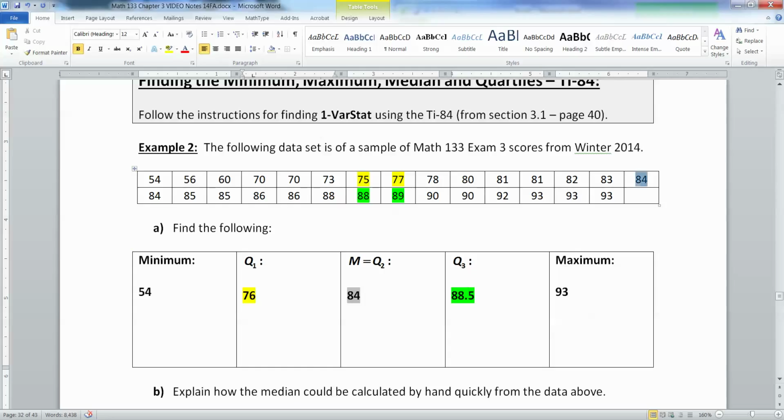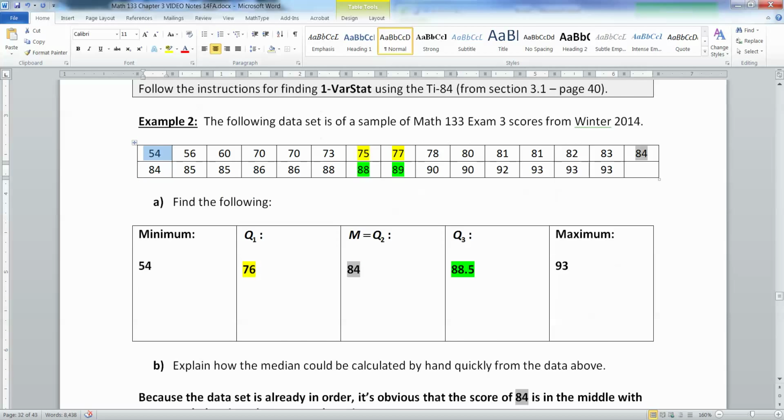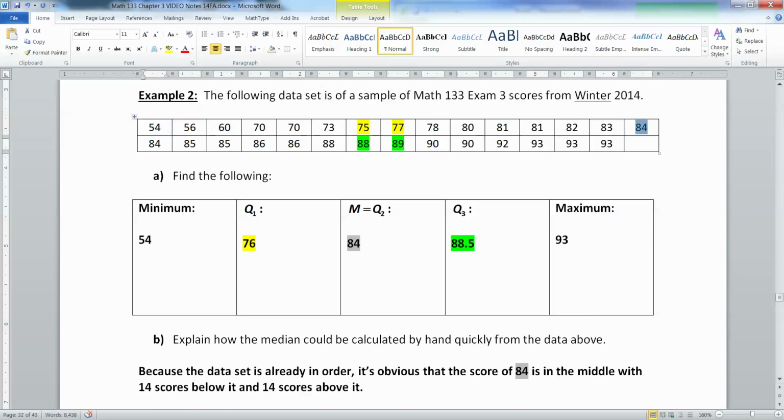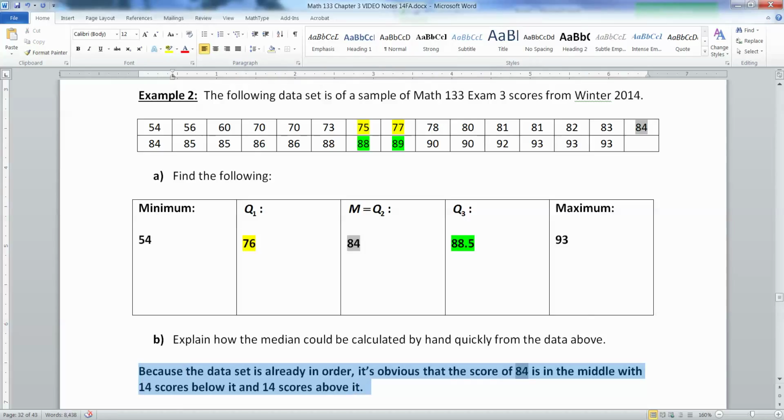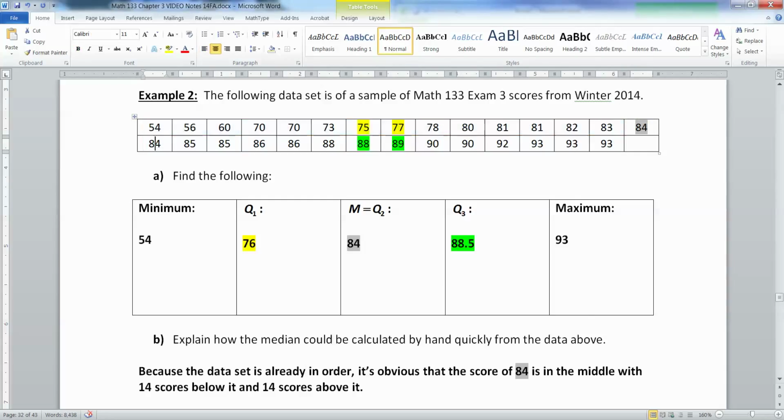So you can see the median is right here. You have half the scores below that value of 84, then you have half the scores above that value. Because the data set was put in order, it's very obvious what the median is. It's 84, and that's what I wrote right here. It's obvious that 84 is in the middle because it has 14 scores below it, these ones, and then 14 scores above it, those ones.